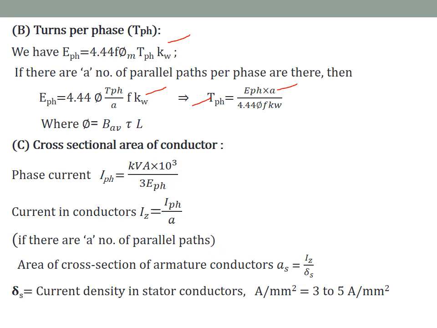In this, Eph is the applied voltage, that is the output voltage across each phase. Kw we know, A is the number of parallel paths, f is 50. Phi is calculated using this equation: phi is equal to Bav into L.